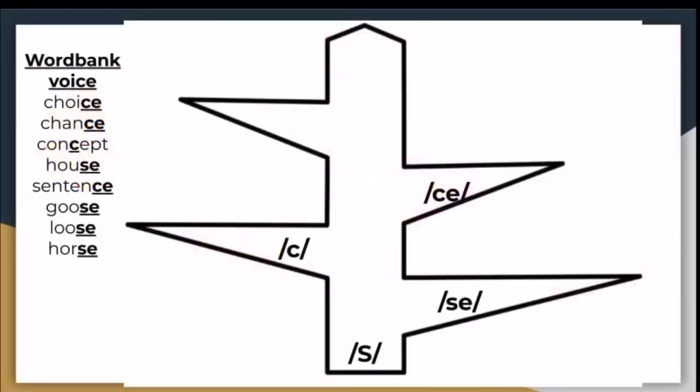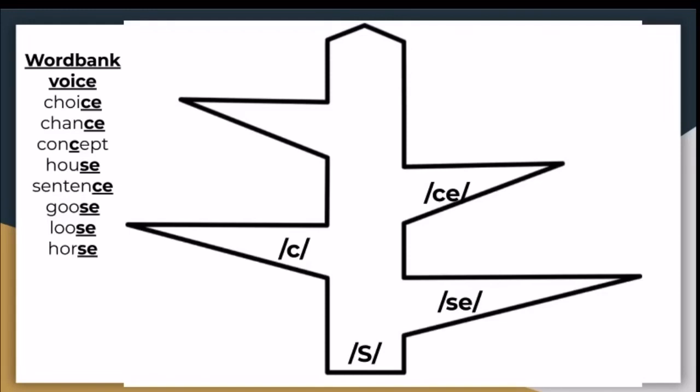This is the spelling tree for the S sound. On our branches, we have S-E, C, and C-E. We're going to figure out where the words in the word bank fit best on the branches. Let's go over the words. We have the word voice, choice, chance, concept, house, sentence, goose, loose, and horse.